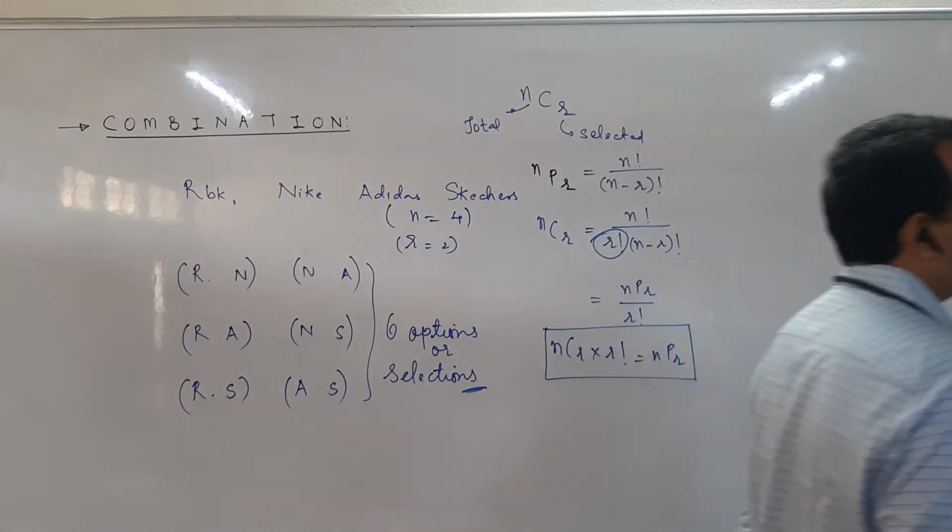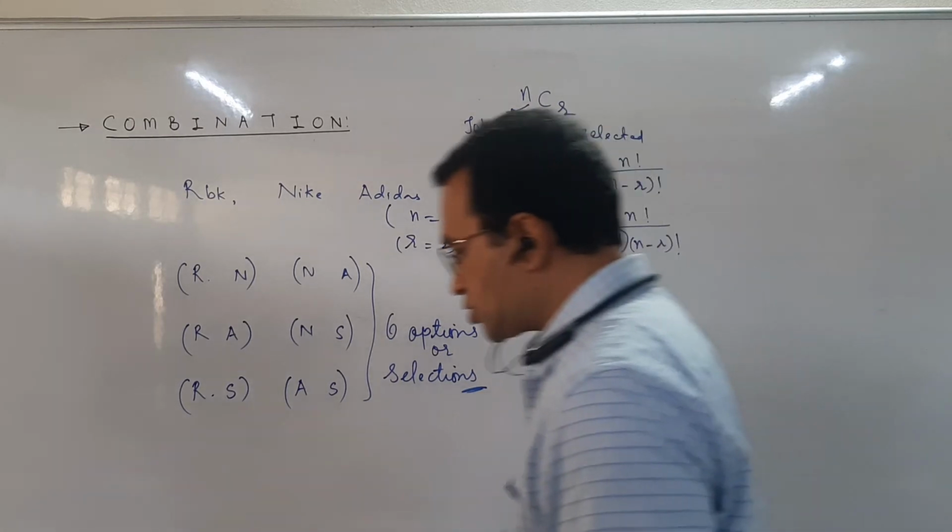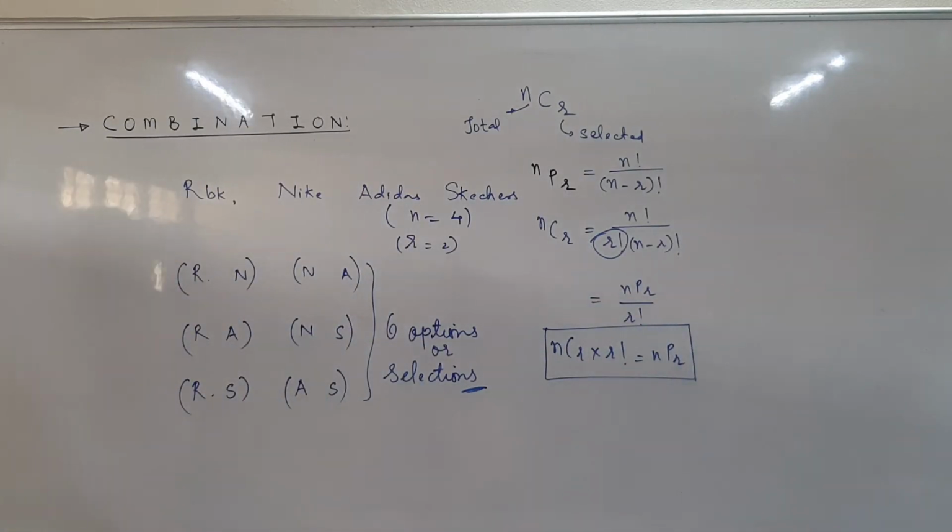That is why the definition of combination goes like this: the total random selections of R things. When I use the words random selection, it means you can select the things in any order. The total random selections of R things out of n things are called combinations of R things, denoted by NCR.